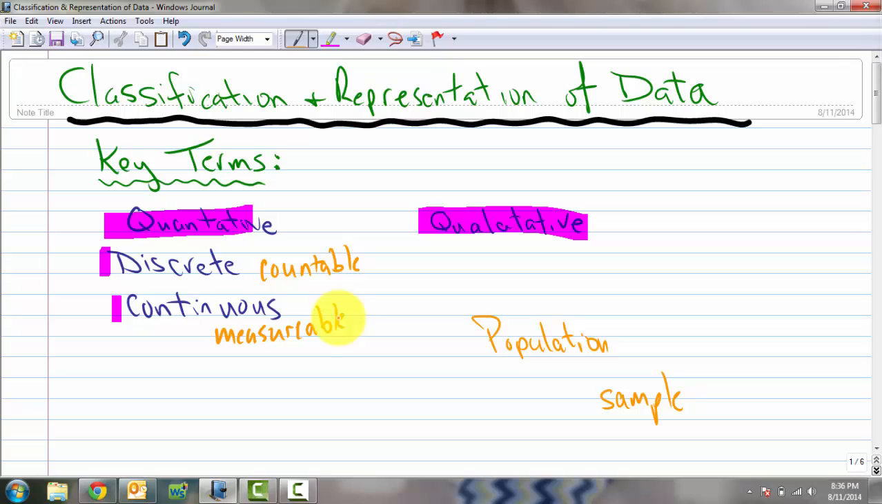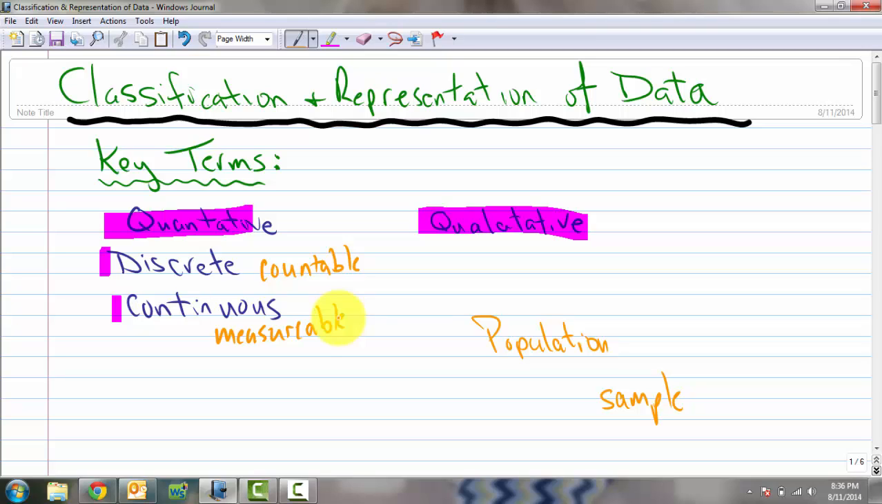So an example of discrete data would be the number of shoes you have in your closet, or the number of students in a class, or the number of hot dogs you can eat, the number of whole hot dogs. Continuous would be the weight of the hot dogs that you can eat, or the height of a person, or the weight of a person, something like that, something that's measurable.